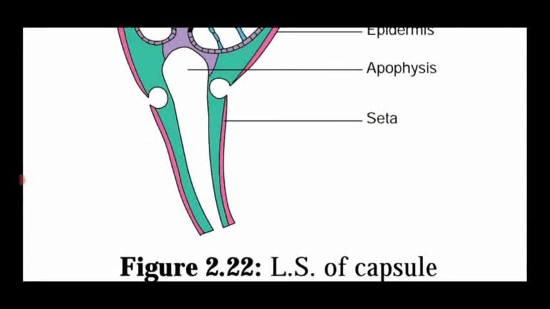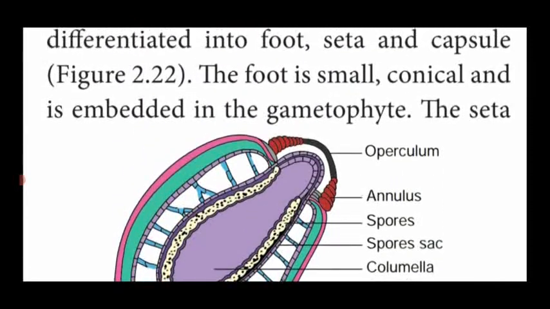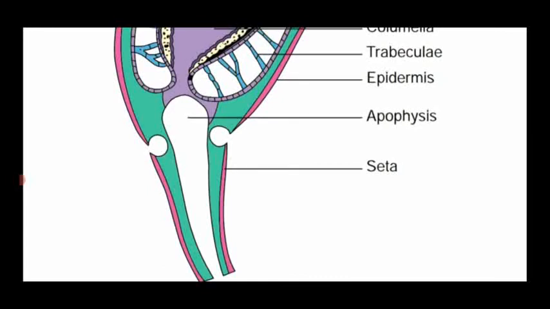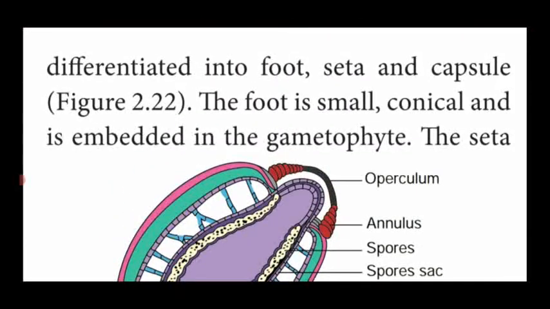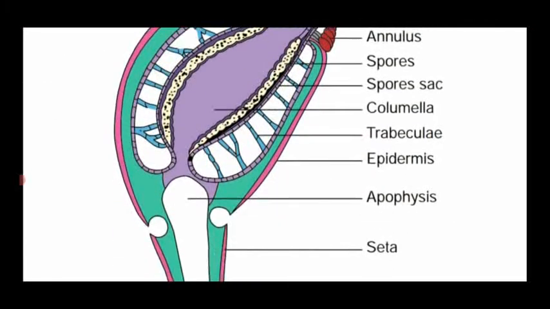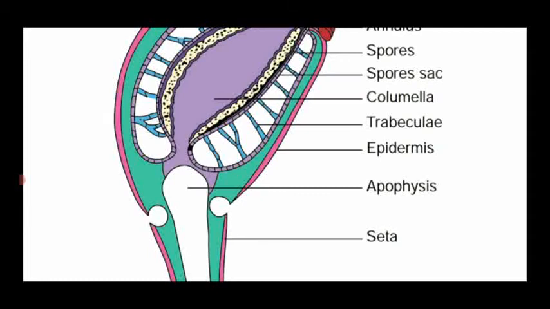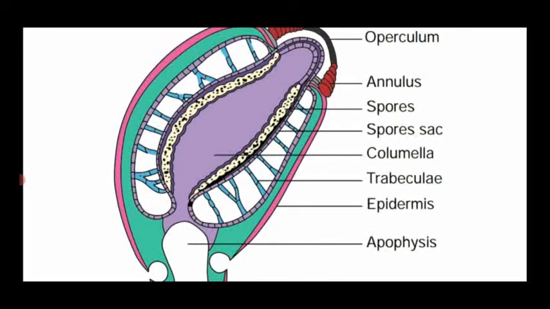The foot is a small, slender, peg-like region. Then above the foot, there is the long, slender, stalk-like portion known as the seta. At the tip of the seta, we have the capsule. A capsule is a large region which is located at the tip of the sporophyte. The seta is the region which separates the foot from the capsule.